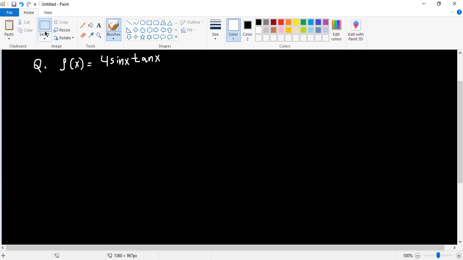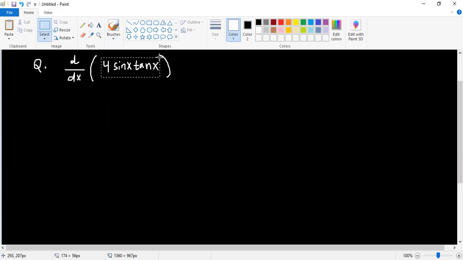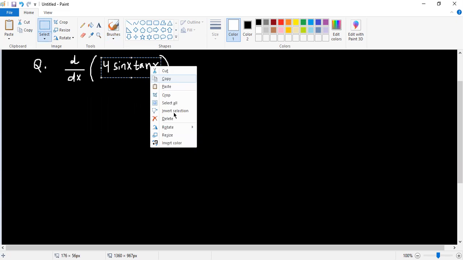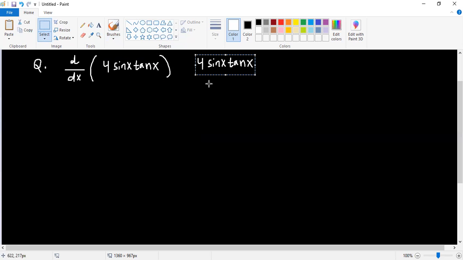In other words, we could replace this notation and simply say that we want to find d over dx of 4 sine of x multiplied with tangent of x. Now, if you really analyze this particular component, it will reveal exactly what it's made of, and breaking that apart will give you a good idea of what needs to be done.